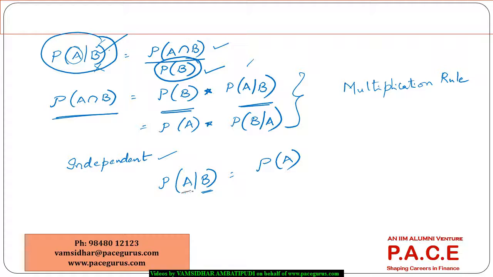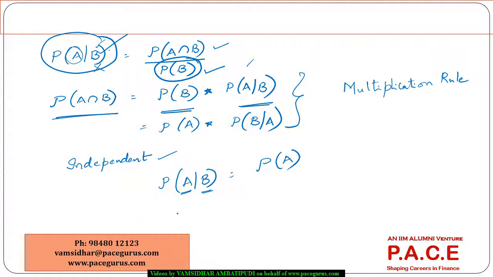There is no change to the probability of A because of the additional information that the event B has occurred. So probability of A given B will be the same as probability of A itself if the events A and B are independent, because there is no additional use that I am getting whether the event B has occurred or not.